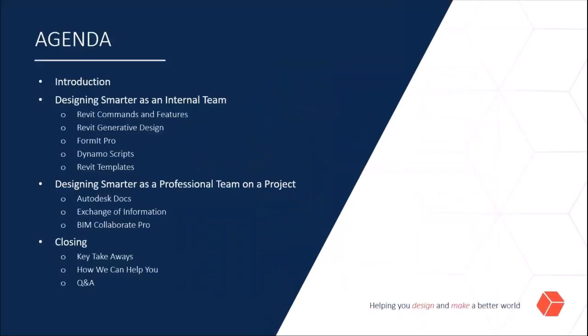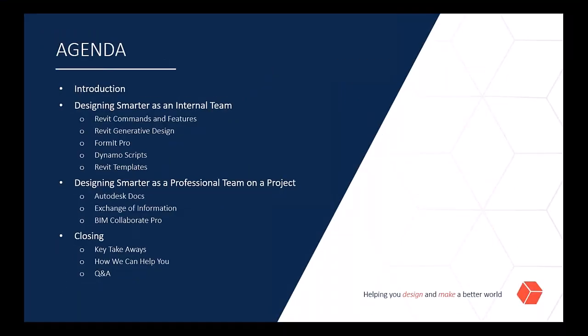Okay, and then just a little bit about the agenda. We'll go into 2 main topics, which is designing smarter as an internal team and then designing smarter as a professional team on a project. And those are broken down further into various softwares that you can use as an internal team, such as Revit, Formit Pro, Dynamo, and generative design in Revit. And then also in terms of designing smarter as a professional team, we'll look at things like Autodesk Docs, exchange of information between different softwares, and BIM Collaborate Pro, and how that can assist you in designing smarter.